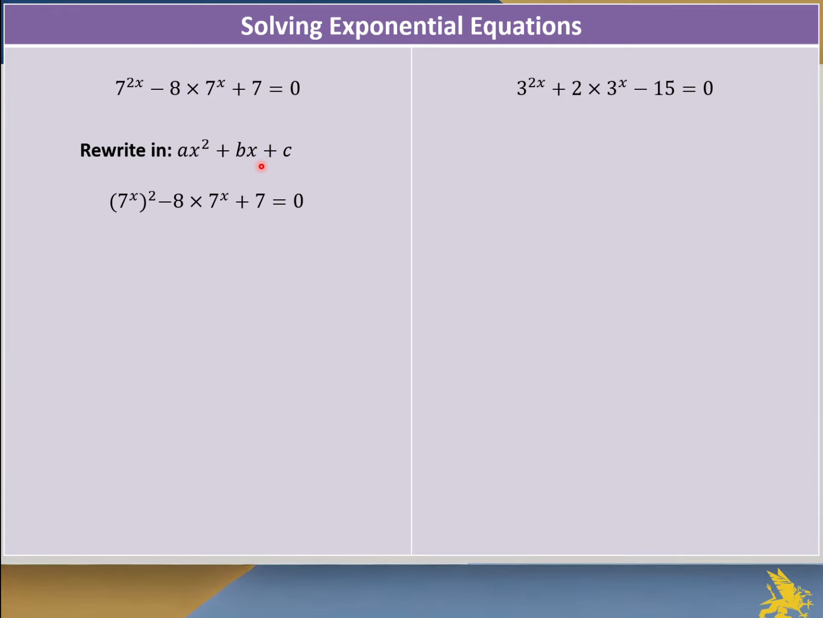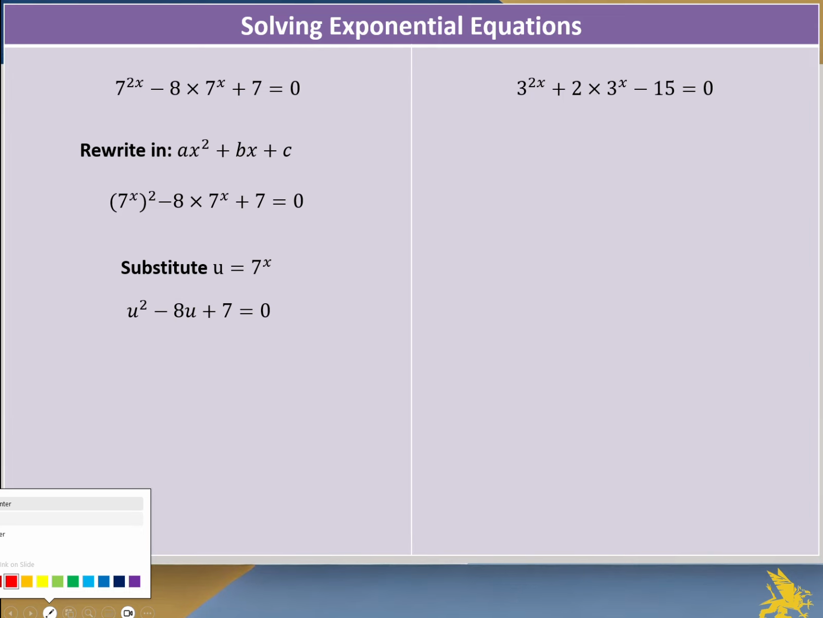So we can think about it as, in our general rule, that x would be the 7 to the power of x. But to make it simpler, we will substitute our u to equal that. So if I rewrite it, it's u squared, take away 8u plus 7 is equal to 0.